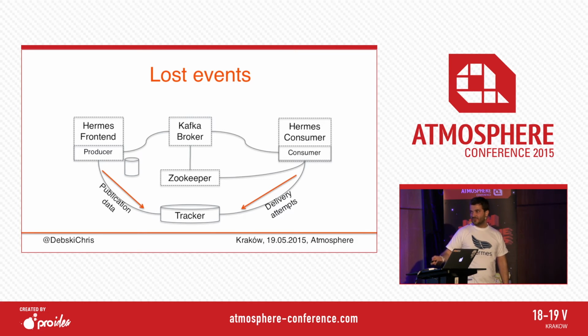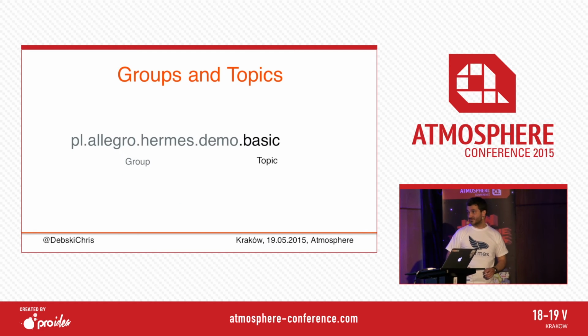That's why we decided to do some tracker that we also have in the whole stack, where we send the information about all the events that were published, all the message IDs that were published, and we also send the information about all the attempts that we try to send an event to the subscribers. So if a subscriber was unreachable, we save it to the tracker. So that's why we know and we can say exactly what happened with the subscriber.